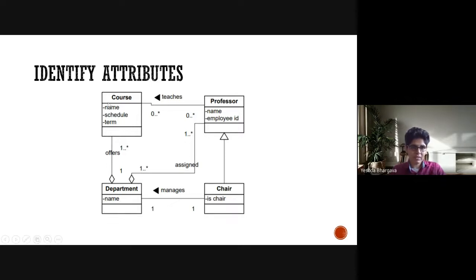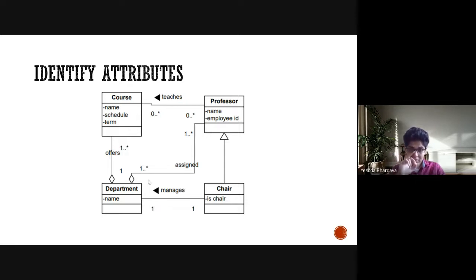A course will have a name, schedule and term. A professor will have a name and employee ID. The department will have its name, and the chair has a certain attribute, is chair. All these things are decided after you have identified the multiplicities.